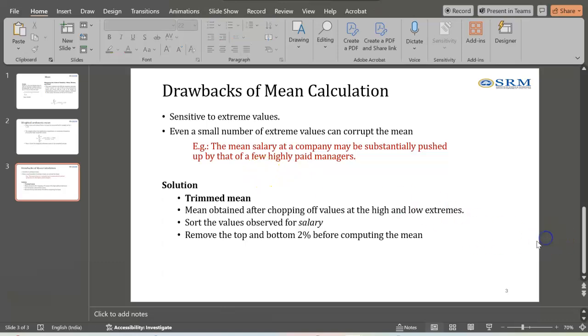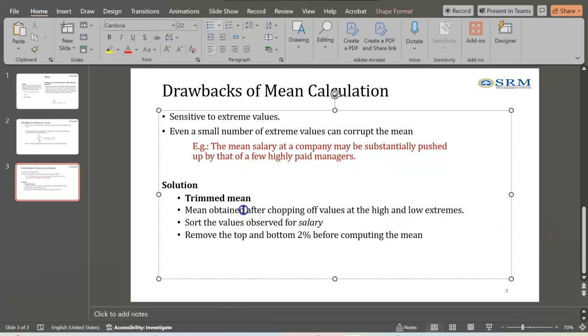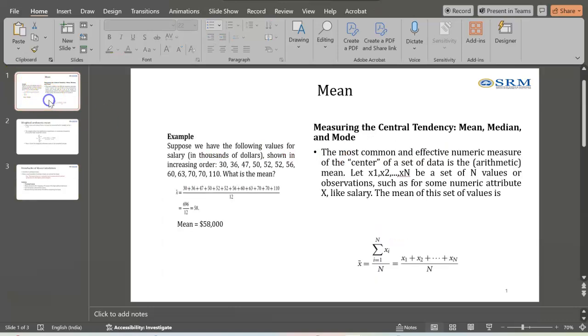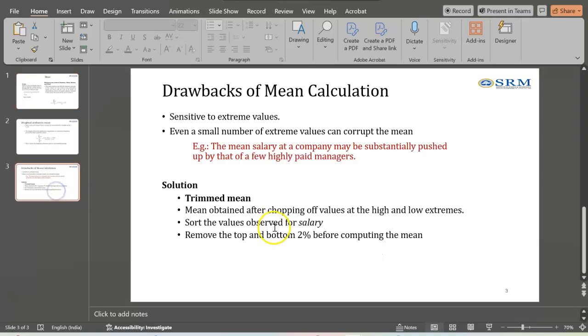So what could be the solution for this? One option is the trimmed mean. It is the mean obtained after chopping off values at the high and low extremes. Sort the observed salary values, and then remove the top and bottom 2% before computing the mean. For example, if you have 12 observations and feel that some values could corrupt your mean, you can trim the lowest 2% and the highest 2%, and then start finding your mean.